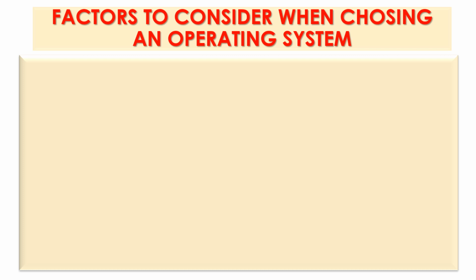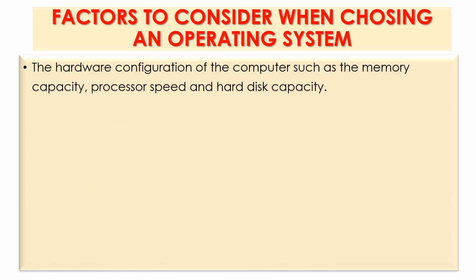Now we have looked at the functions, but let us finish by looking at the factors to consider when you are choosing an operating system. Remember, we have so many types of operating systems and classes. By this time, you know what these classes are and how they function. But now, you are the one to choose what you want to put in your computer. What do you consider, therefore, when you want to put an operating system in your computer? What are the things you should consider?